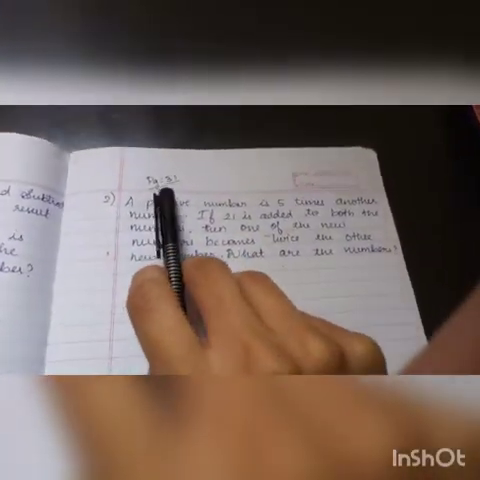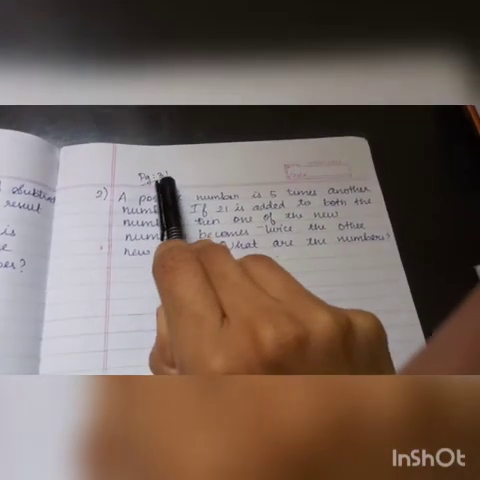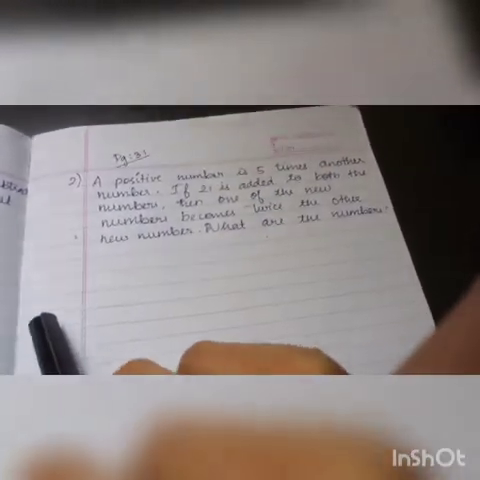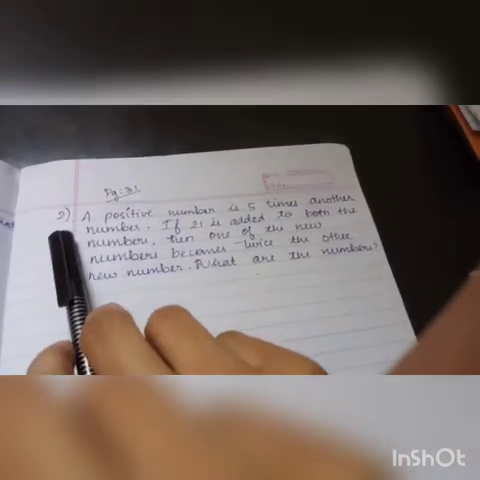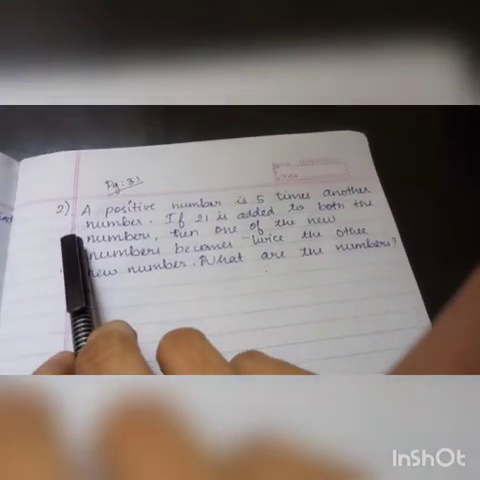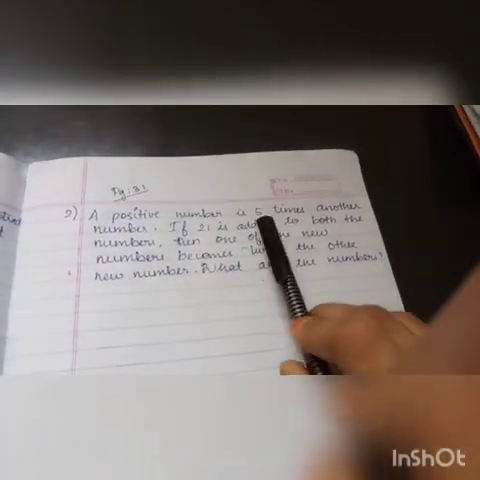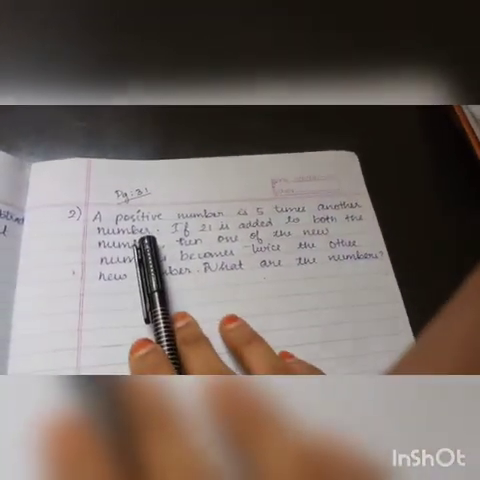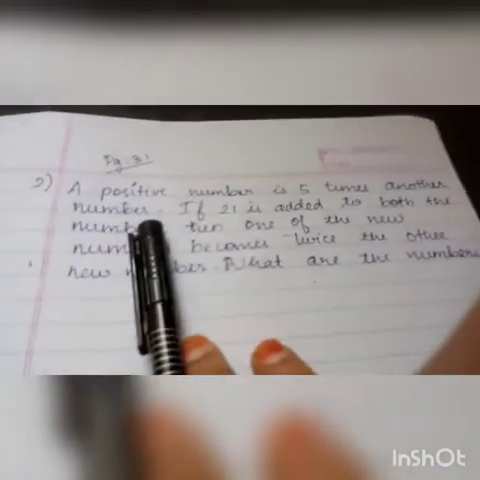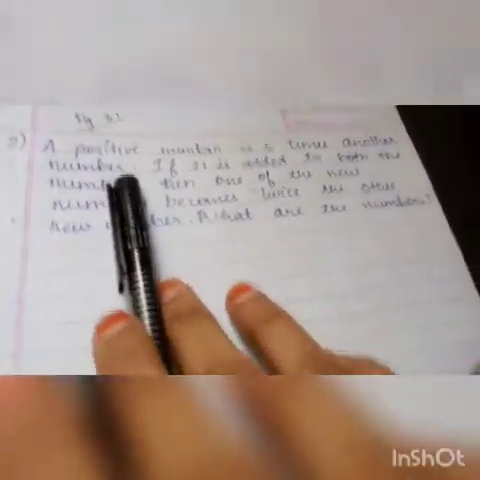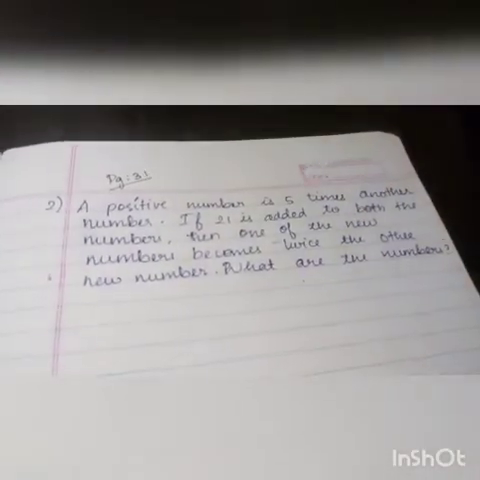Now we are going to continue exercise 2.4. In that we are going to discuss the second problem from page number 31. Second problem, you can refer to the question in your textbook. A positive number is 5 times another number. Okay, what they are saying: first thing, a positive number is 5 times the other number.